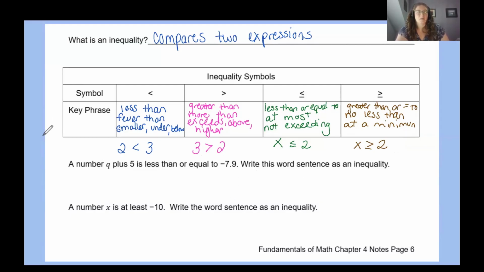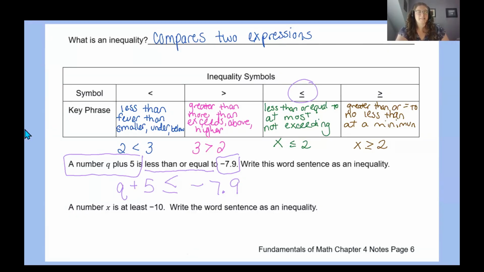Well, we see the key word here. Our key word is less than or equal to. So we know we're going to use the less than or equal to symbol, right? What we're comparing is a number q plus 5 and negative 7 and 9/10. So we know a number q plus 5 is less than or equal to negative 7 and 9/10. So here's our inequality. Q plus 5 is less than or equal to negative 7 and 9/10.